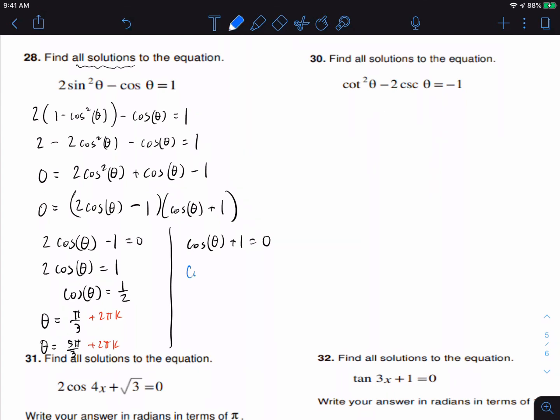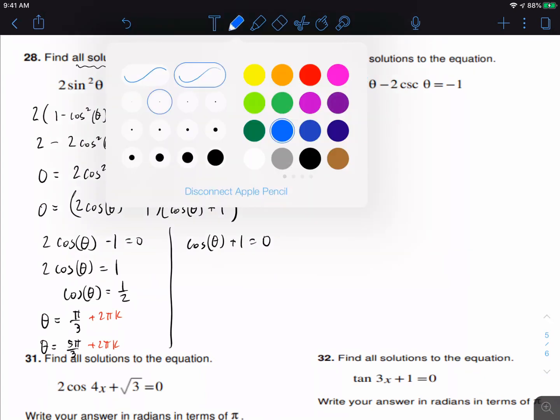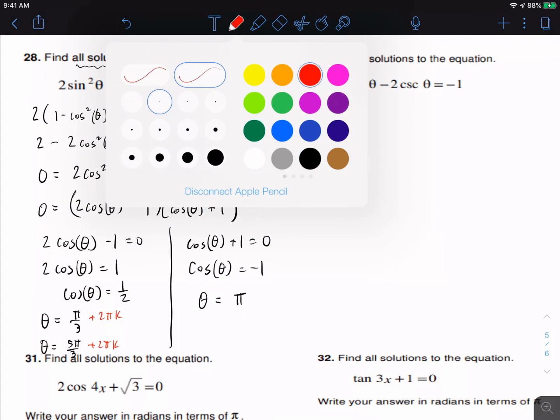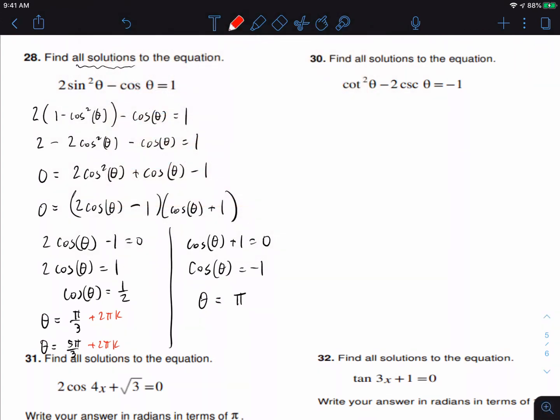Okay, on the other side, cosine of theta is equal to negative 1. So theta then is going to be pi, right? But again, we can go circle and circle and circle, so we have to add the 2 pi k. That's the crux to this, okay?